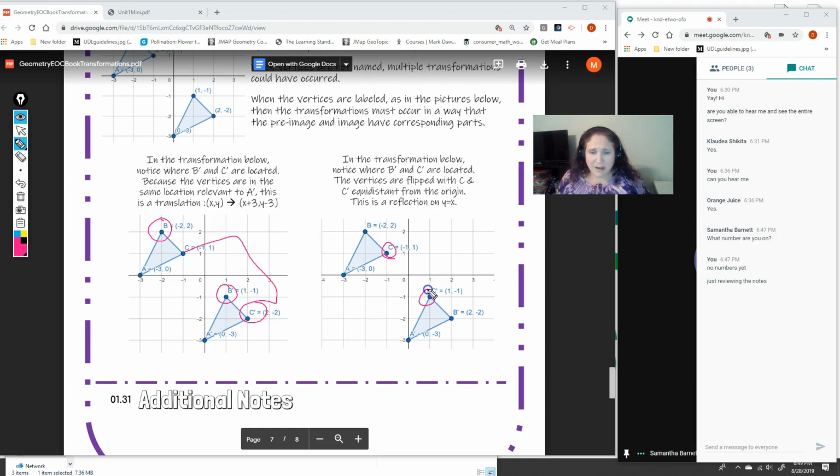Here, look at where C and C prime are. Now we know it's got to be a line of reflection. So my main thing is make sure you pay attention to the coordinates, because that's going to really make a difference.